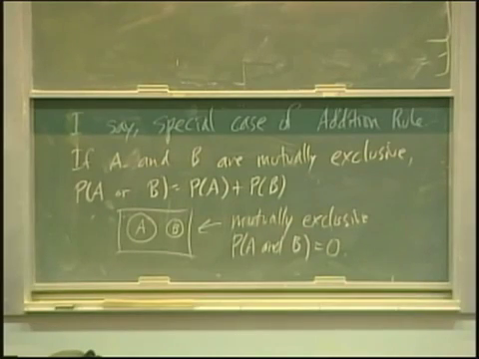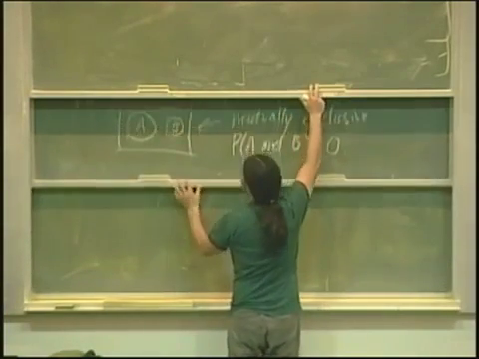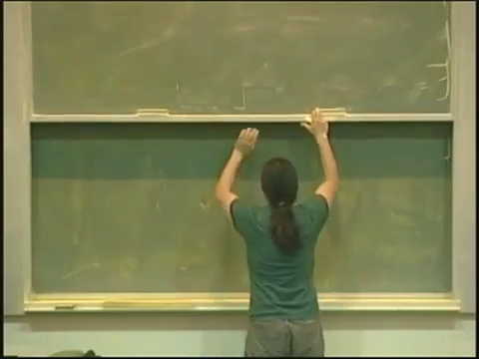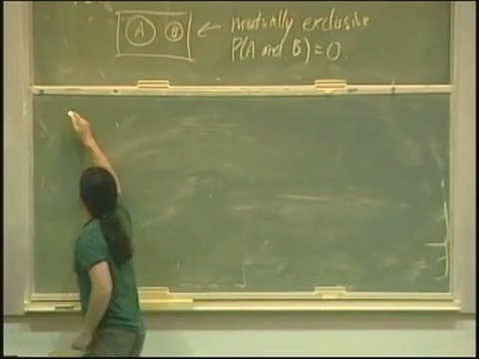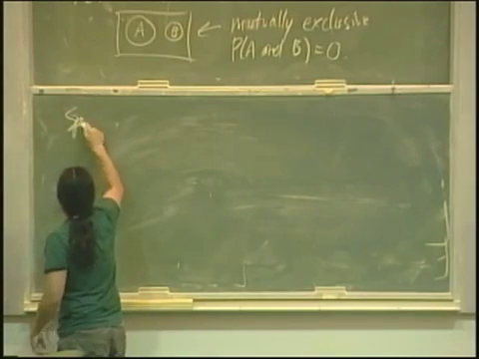Just in terms of your education, I think you should know what mutually exclusive means, this idea. And I think you should also know what independence means. So I talked about independence a little bit last time and how that leads to a special case of the multiplication rule. All right, so just to contrast those. Let me write this again.